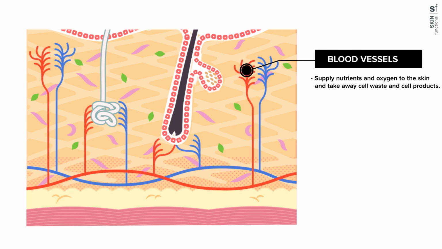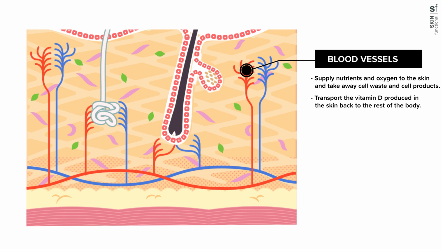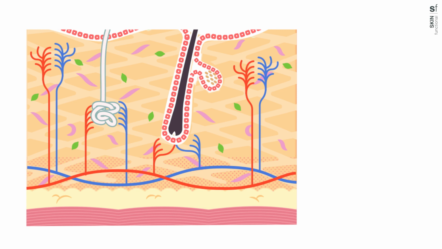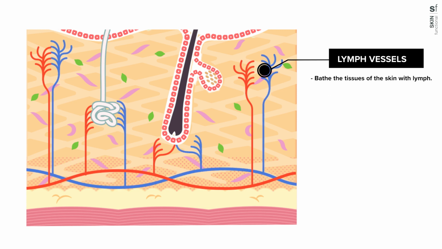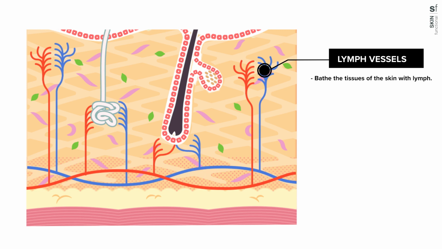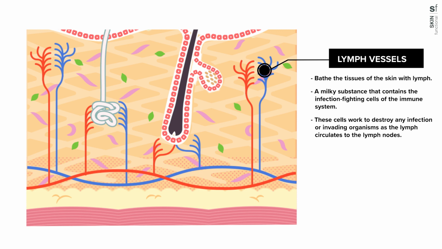Blood vessels supply nutrients and oxygen to the skin and take away cell waste and cell products. The blood vessels also transport the vitamin D produced in the skin back to the rest of the body. Lymph vessels. The lymph vessels bathe the tissues of the skin with lymph, a milky substance that contains the infection-fighting cells of the immune system. These cells work to destroy any infection or invading organisms as the lymph circulates to the lymph nodes.